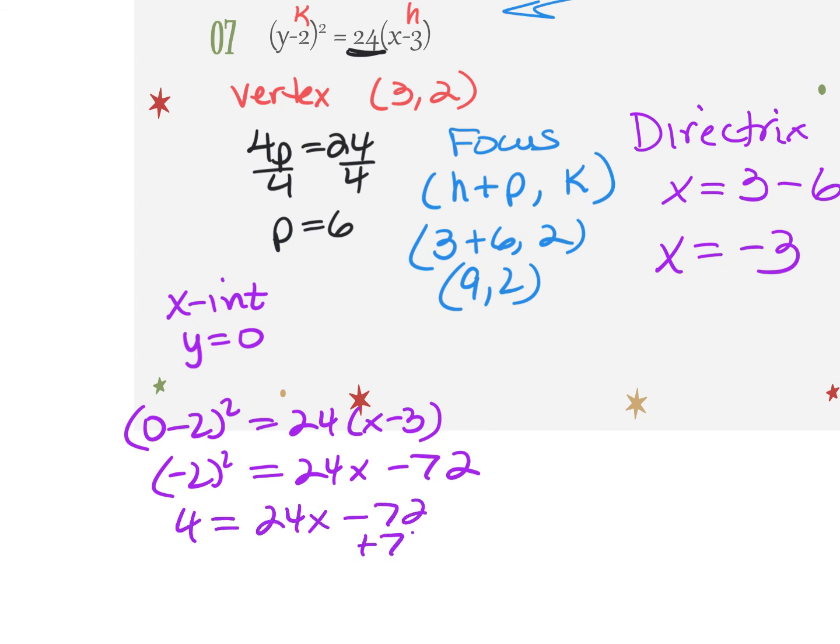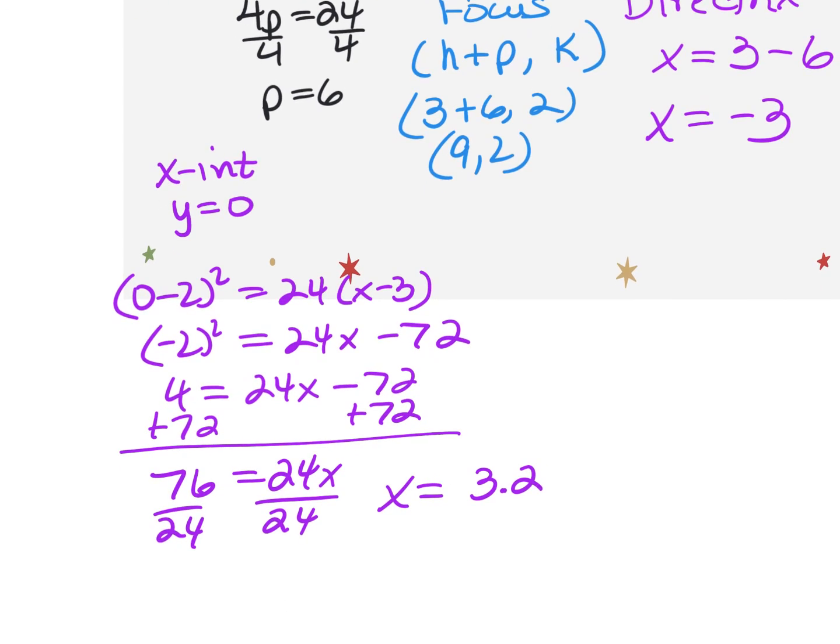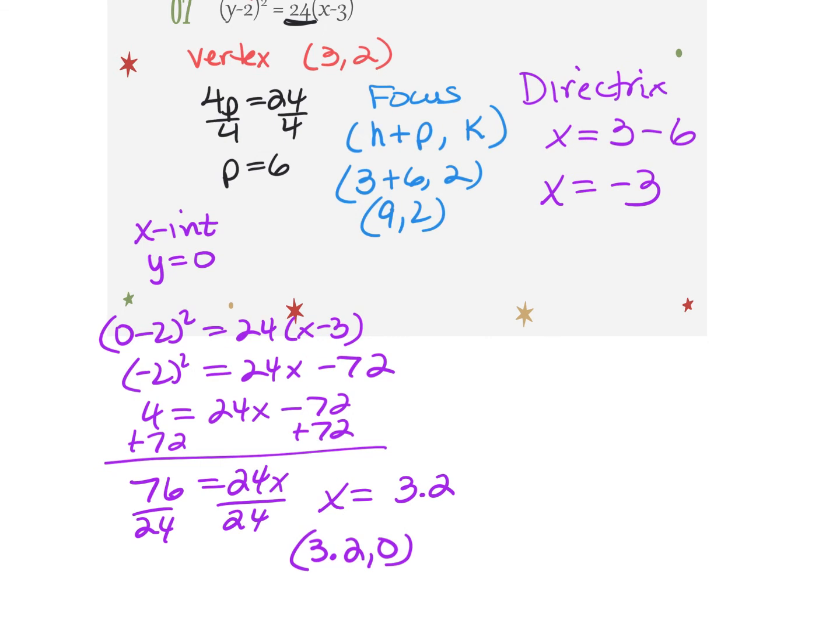add the 72, 76 equals 24x, divide by 24, and x is equal to 3.2, or 3 1/5, either way. So now, an x-intercept is going to be the ordered pair 3.2, 0. So now let me get all of this on my graph, my vertex, my focus, my directrix, and my additional point.